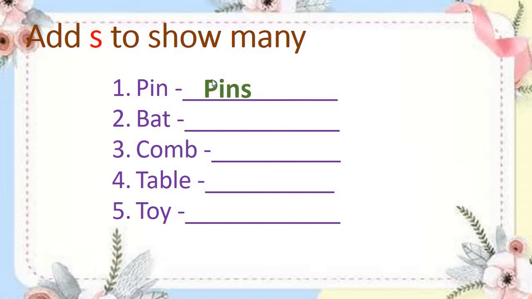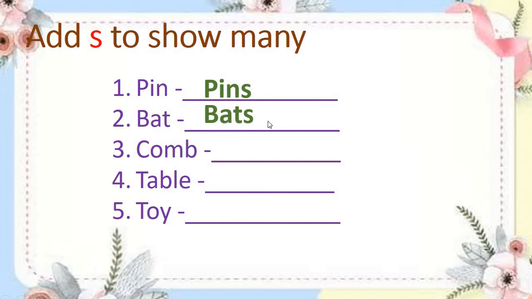Okay. Pin, pins. Now bat. See number 2. B-A-T, bat. If there is only one bat, then B-A-T. But if there are more than one, means if there are many bats, then what do you have to write here? B-A-T, you have to add S. Remember, to show many, you have to add S. Bats. B-A-T-S. Bats.